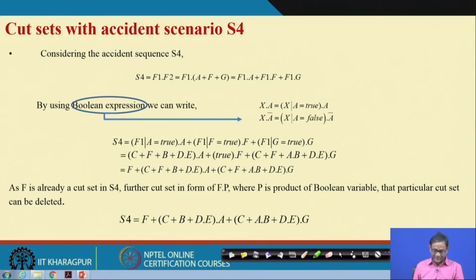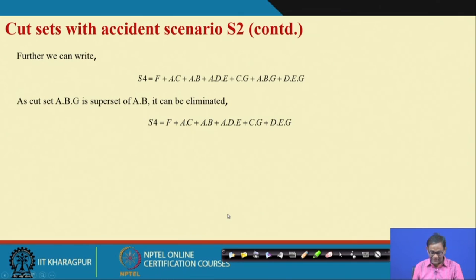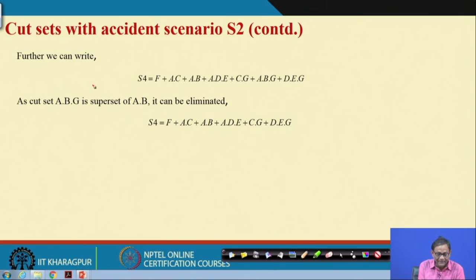You see that you are getting F, now C, okay, let it be like this. Finally, if you expand this, you will be getting A plus AC, AB, ADE, CG, ABG, DEG. Now, you see AB is there, and again ABG is there. So AB is a cut set, so what is the need of ABG?